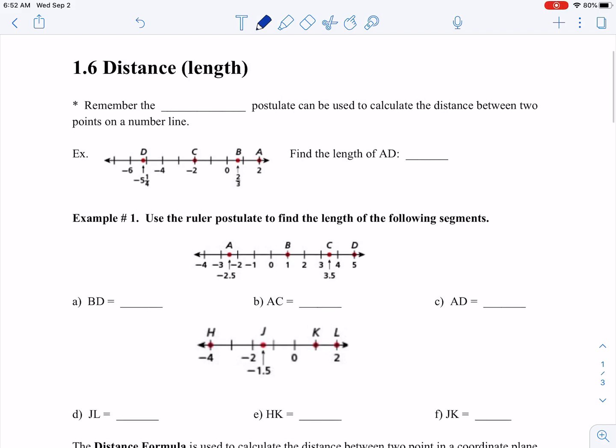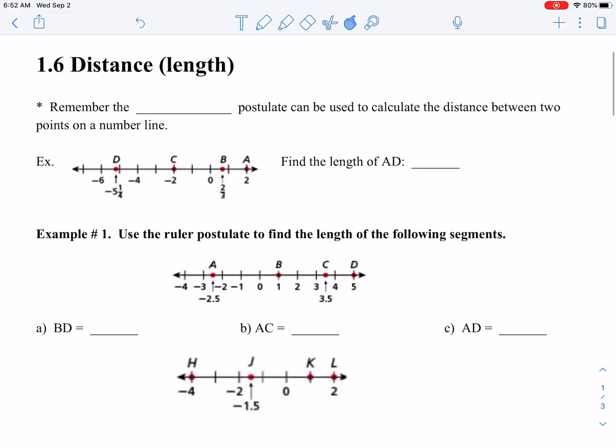1.6 introduces distance or length, which is a concept that we briefly talked about in one of our first sections in Unit 1, where we were finding the length of different segments on a number line using the ruler postulate. So that ruler postulate can be used to calculate distance between 2 points on a number line. For example, if we wanted to find the length of AD.